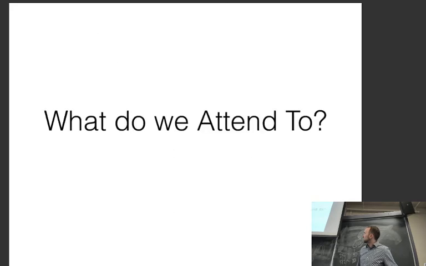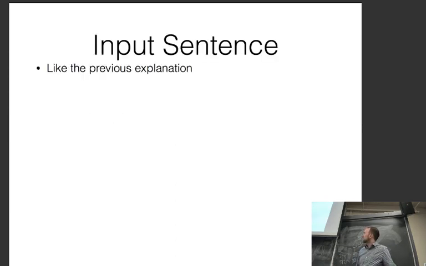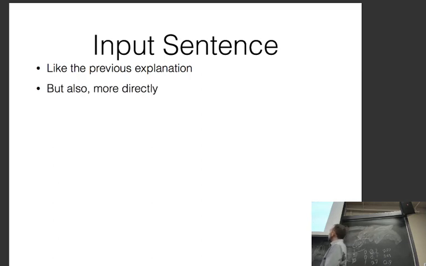So the first thing, what do we attend to? Like in NLP, where has this been used? The first thing is the input sentence, obviously. So like the previous explanation and the explanation in the reading, you can attend to the sentence to get representations that you use in each step of decoding. But as I alluded to in the reading, it's also very useful to take a look at the attention weights themselves and use them to bias the model in particular ways.